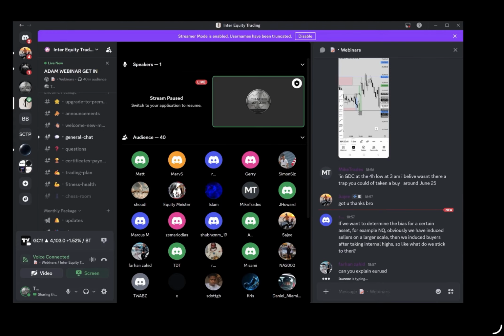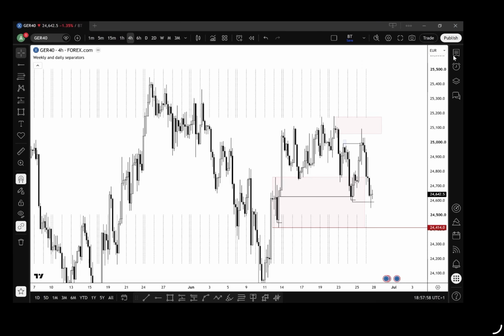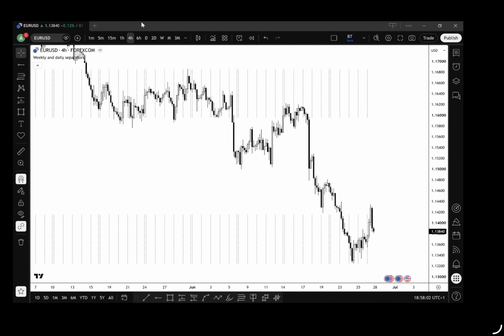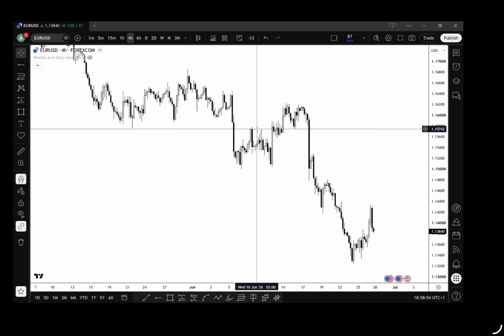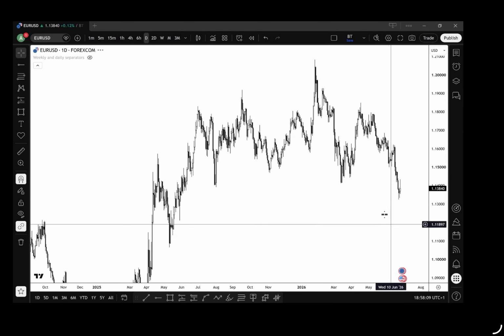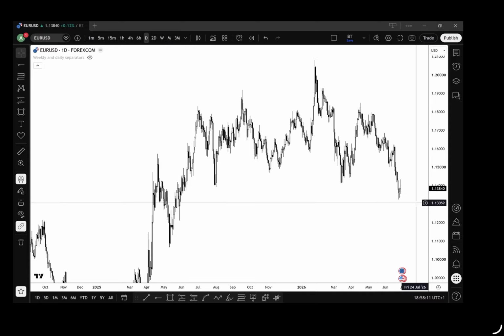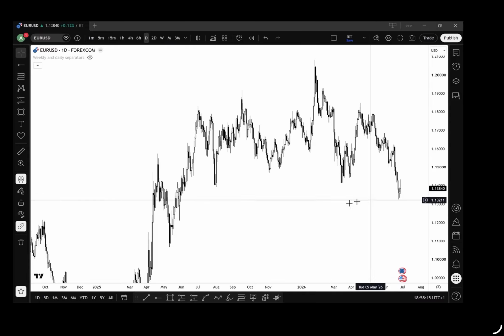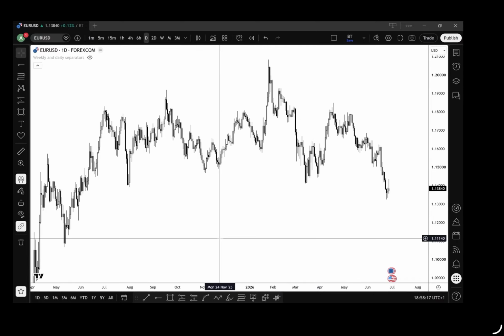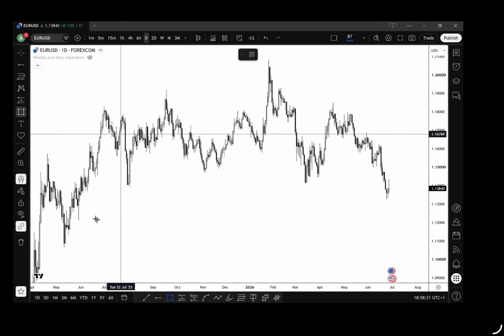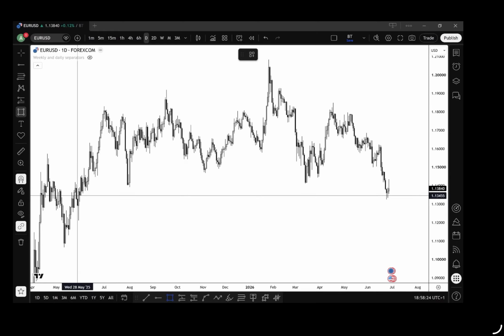Can you explain Euro USD? Yeah, I'll look at Euro USD. Just look at it from the daily. Oh, wow. Maybe we see a move higher. So we're in this LB, as you can see. So I'm hoping you guys can see this.